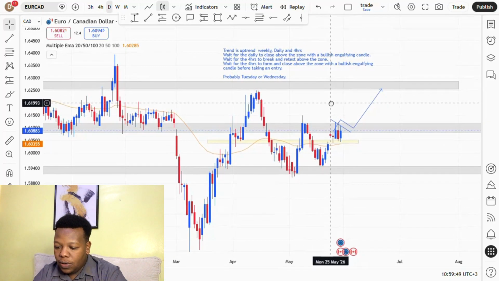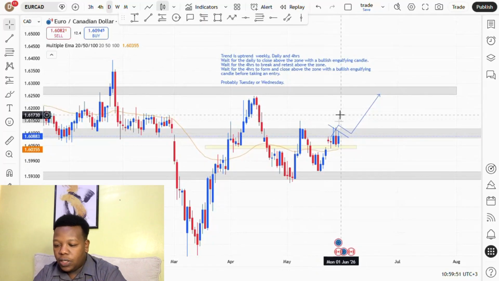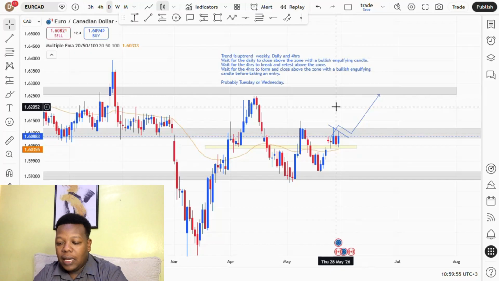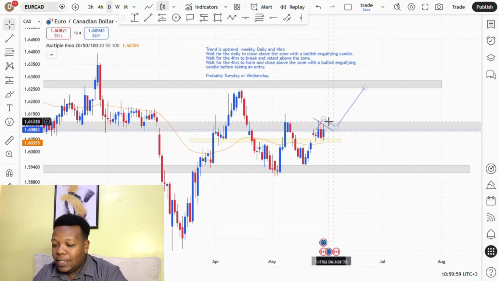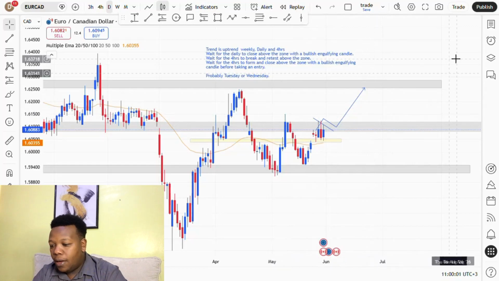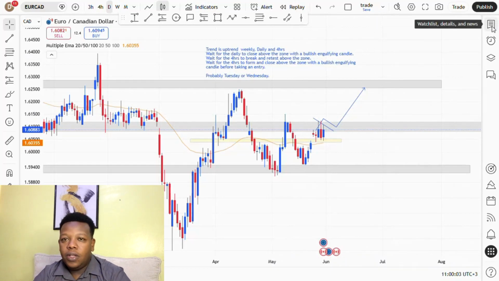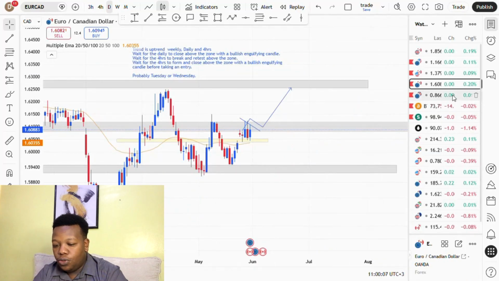So the trend, according to my analysis, I'm seeing more potential of buying. But remember, it's not a must that the market gets to play out that way. In case it doesn't meet my conditions, I won't take that trade. That's why you really need to be patient and of course wait for the market to come to you.